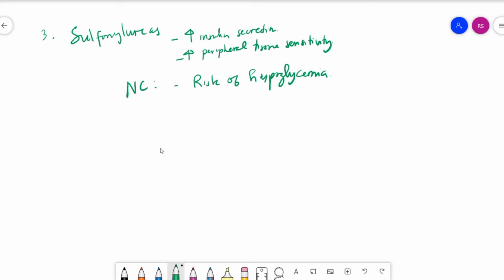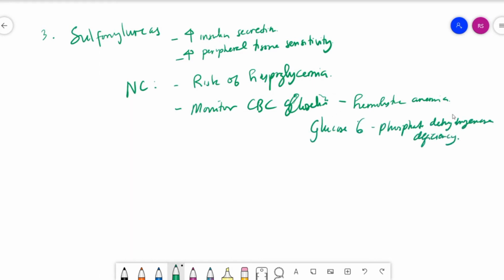Also, monitor CBC closely. There are some cases of patients having hemolytic anemia while on these drugs. You need to be cautious with patients with glucose-6-phosphate dehydrogenase deficiency. It can cause hemolytic anemia. But one of the most common side effects is hypoglycemia. So be careful with that.